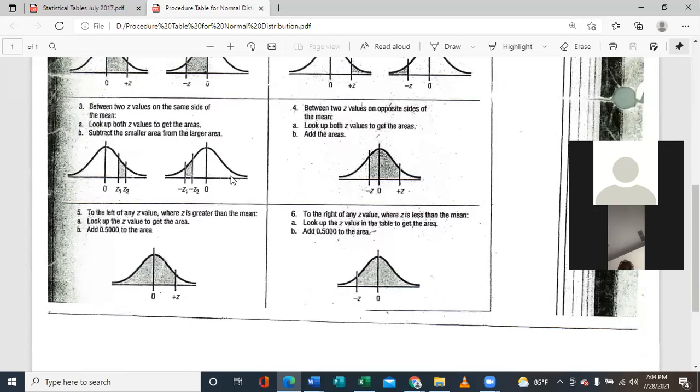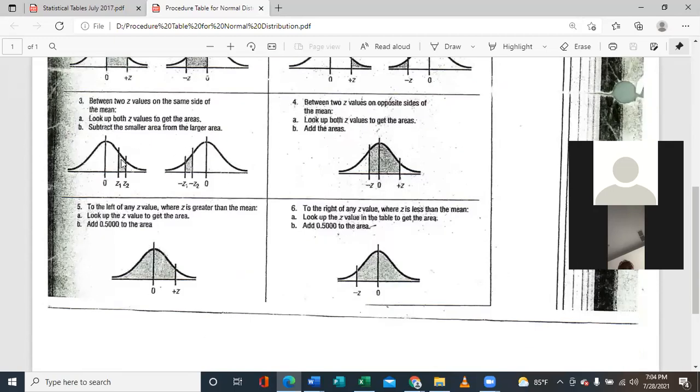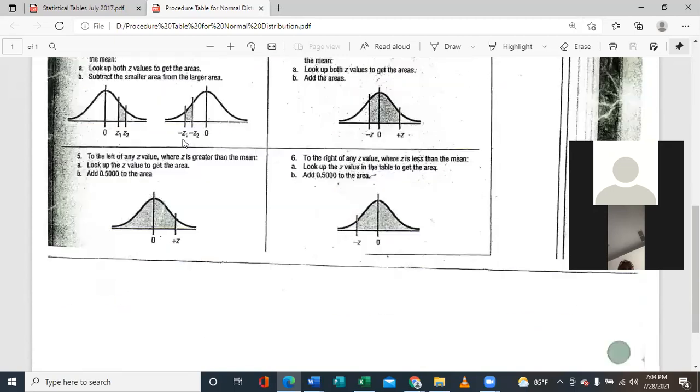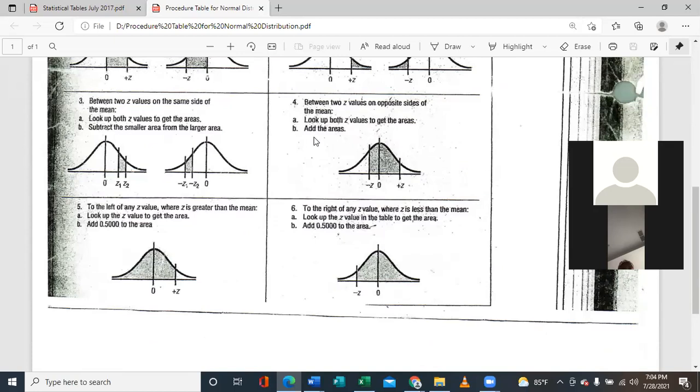Now, if the question they ask you led you to draw this kind of chart, then what you're gonna do is, after drawing the chart, look up the z-value to get the area, then subtract the smaller area from the larger area. Now, if your question leads you to this type of chart, after you draw your chart, it looks like this, then what you're gonna do after that will be look up the z-value to get the areas.